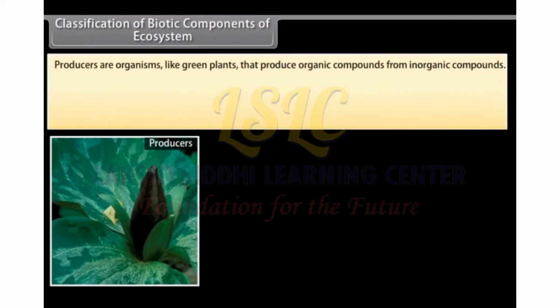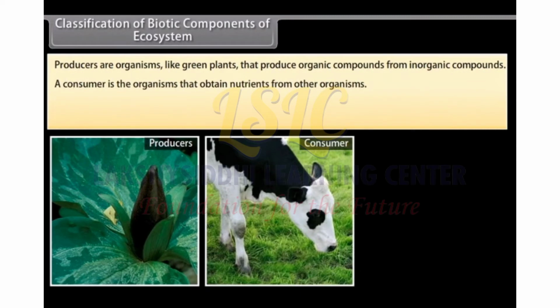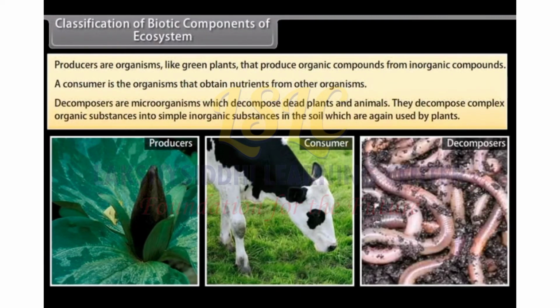Producers are organisms like green plants that produce organic compounds from inorganic compounds. A consumer is the organism that obtains nutrients from other organisms. And decomposers are microorganisms which decompose dead plants and animals. They decompose complex organic substances into simple inorganic substances in the soil, which are again used by the plants.